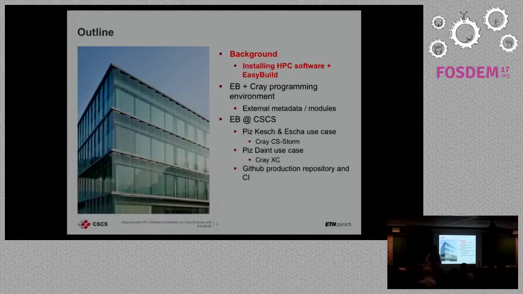So the two deployments on our main systems at CSCS with EasyBuild. We have many other systems, but we don't have time to talk about them here. So I will focus on two systems that are Cray-based and how we managed to solve the installation problem with EasyBuild. In the end, I will also show some integration we have now with GitHub for doing continuous integration, for testing the built software, and also for archiving the recipes.